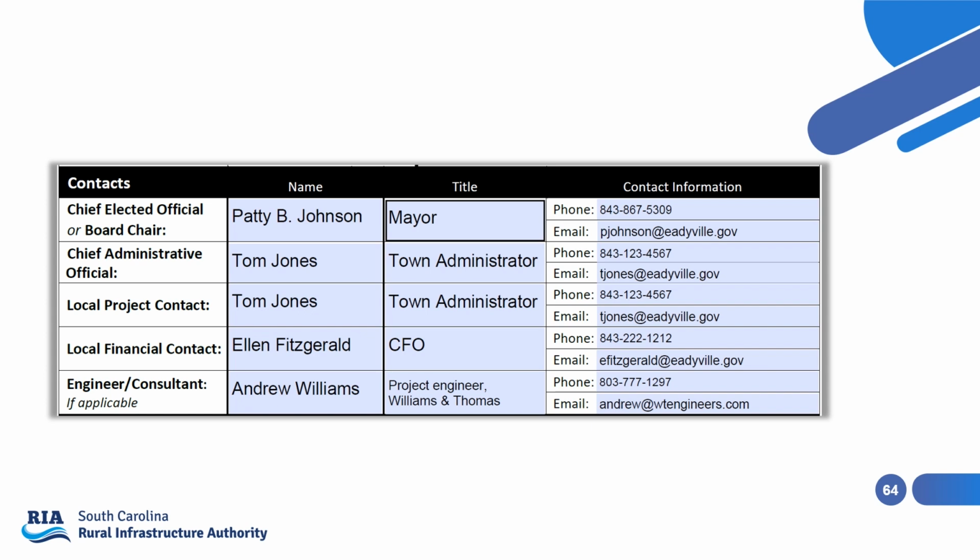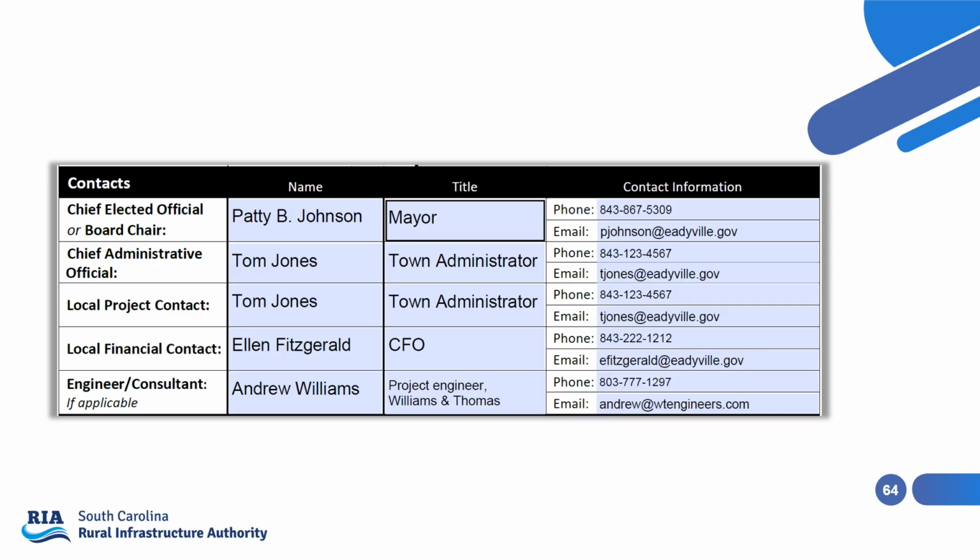Please be sure to fill in all the different types of contact, even if these are the same person. Note that we do ask for both the chief elected and the chief administrative official. For chief elected official, please provide the mayor, county supervisor, or board chair, even if your board isn't actually elected. The chief administrative official would typically be a town administrator or executive director.